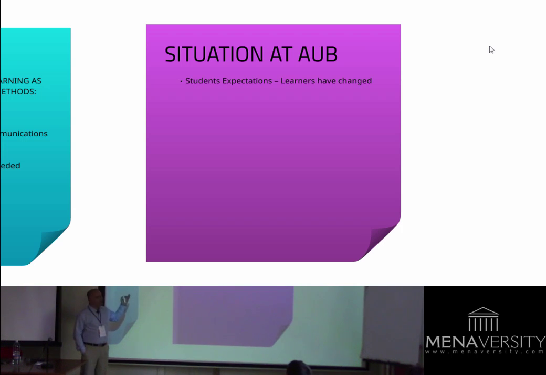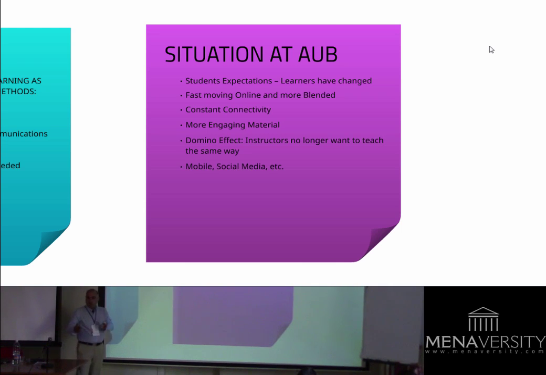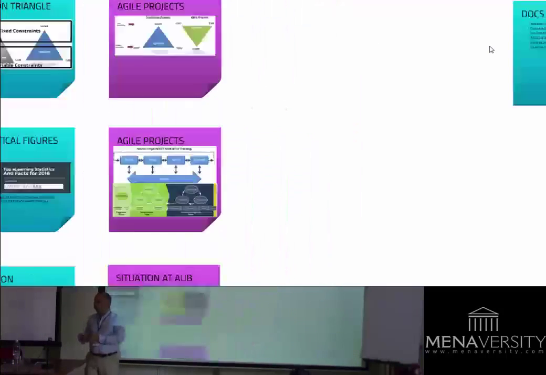At AUB, the students' expectations are really getting high. We have an extremely critical student body. And online is moving very fast, in 2 years the demand almost quadrupled or even more. Constant connectivity makes students expect even more, more engaging material. It's a domino effect. Now the instructors also want to have their courses online, and we're not growing in resources. So we have this much in resources, this much in demand, and we need to know what to do.